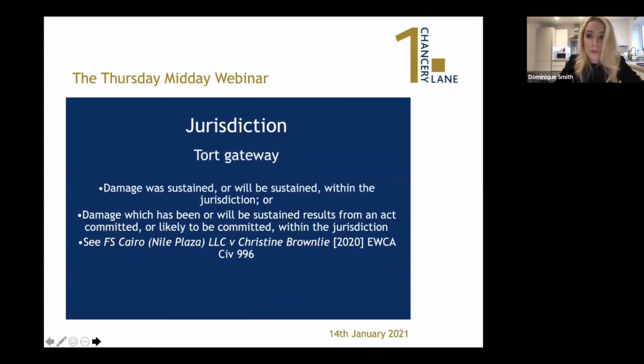If you want to rely upon a tort gateway, that is set out again in paragraph 3.1 of the practice direction, and it states that a claim is made in tort where damage was sustained or will be sustained within the jurisdiction, or damage which has been or will be sustained results from an act committed or likely to be committed within the jurisdiction. Now, if you're considering that gateway, it's pertinent to look at the Brownlee case, which feels like the longest running case ever.